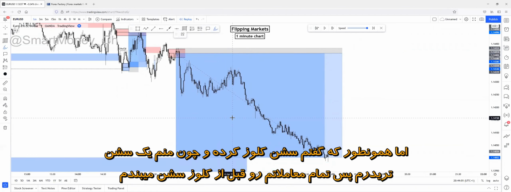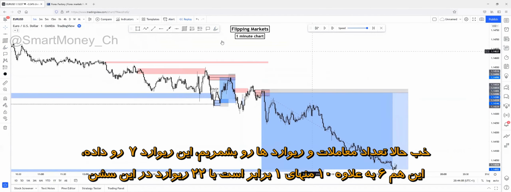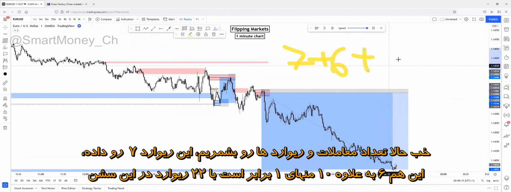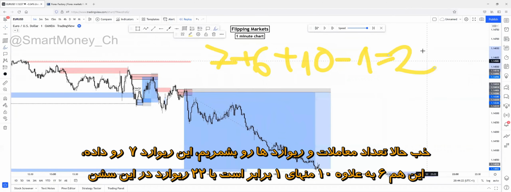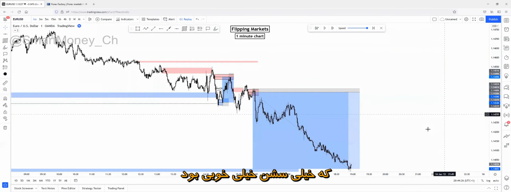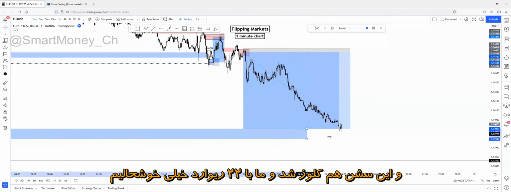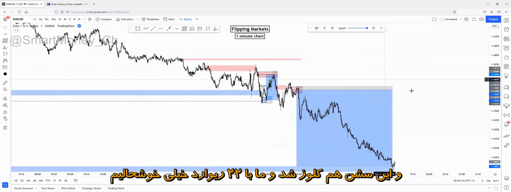I'm a session trader. I'm almost always closing my positions at a hard TP if the session closes. So yeah, let's count the positions and let's count the risk reward ratios. Here was a 7 risk reward ratio, 7. Here was a 6, and plus 10 minus 1 equals 13, 12, 22 risk reward ratio basically in this New York session, which is a pretty good session. And this session has closed. We are chilling with our 23 risk reward ratio booked in our pockets.